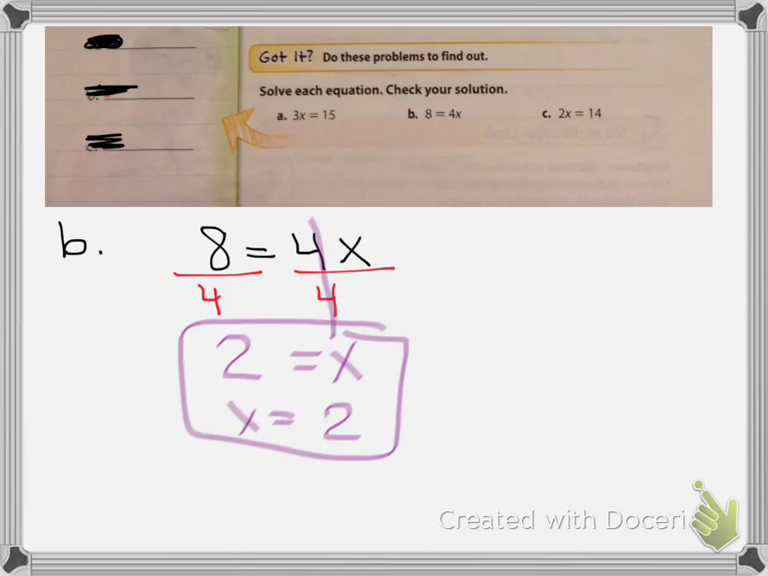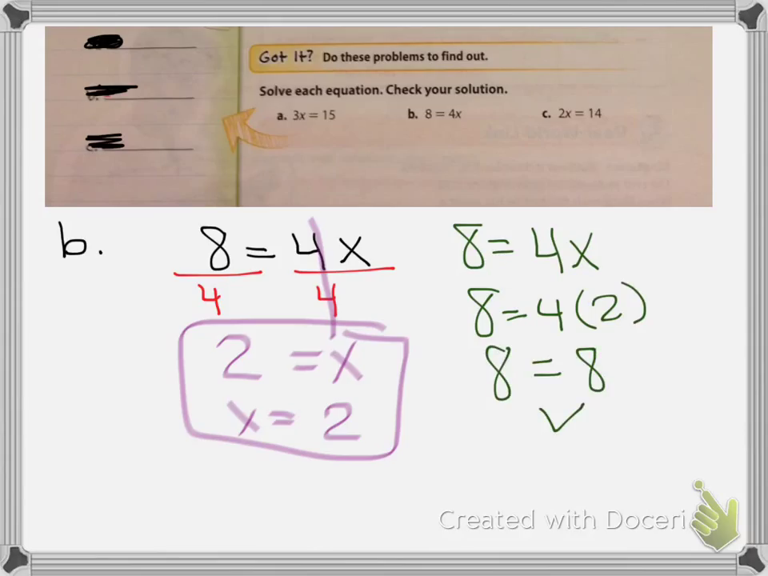Then we want to go ahead and write our check off to the right. So we start again with the original problem, 8 equals 4x. Then we say 8 equals 4 times, and we said that x was equal to 2, so let's plug that in. Then 8 is equal to 8, and that is correct. Okay, and again, I'm going to erase B, so I'm going to go on to a new slide.